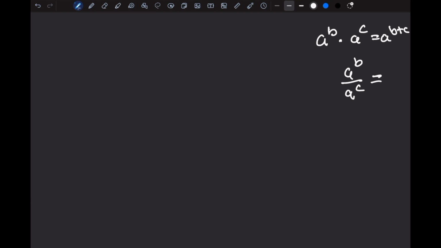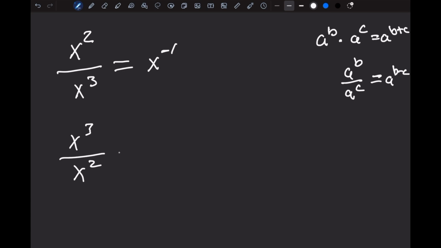Well, usually, you can always count on the fact that multiplication and division are opposite, therefore you do the opposite thing. So literally all this means is that it's a to the b minus c. So if we had x squared divided by x to the third, we are left with x to the negative 1, because you're doing 2 minus 3. Same thing if we just flipped it: x to the third over x squared, you get x, because it's technically x to the 1.